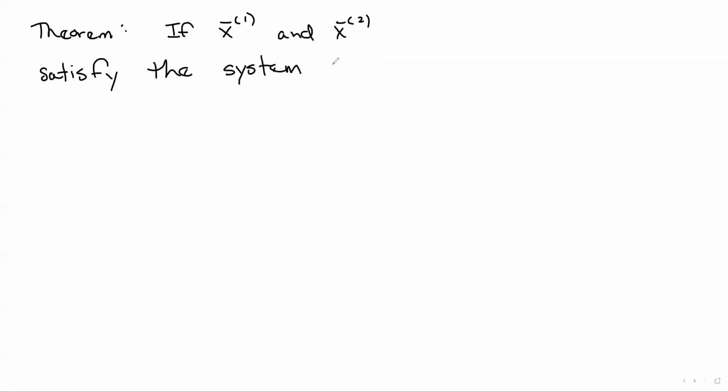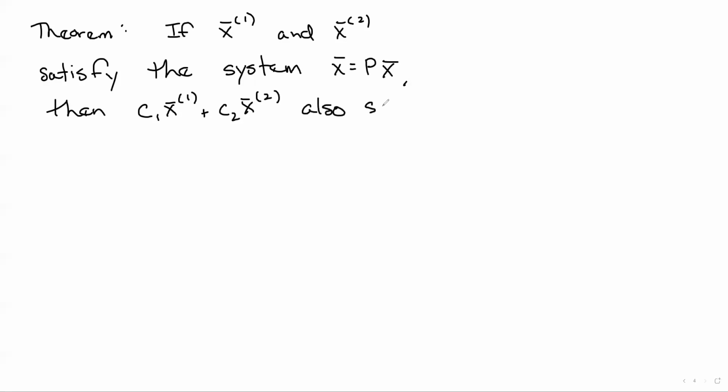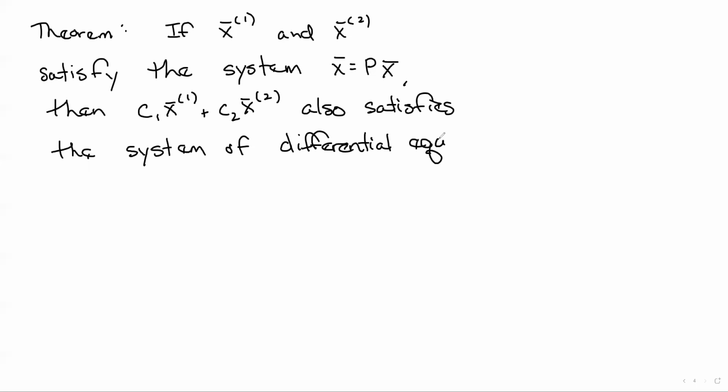All right, so let's say we've got two solutions to a system. So if x1 and x2 satisfy the system x prime equals Px, then c1 x1 plus c2 x2 also satisfies the differential equation, for any c1 and c2.